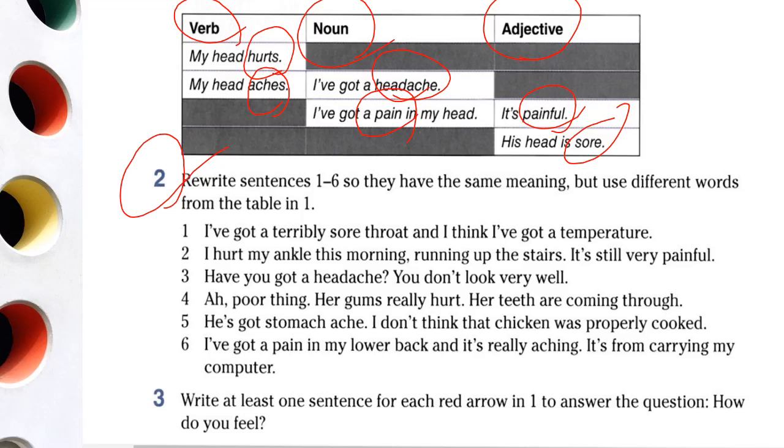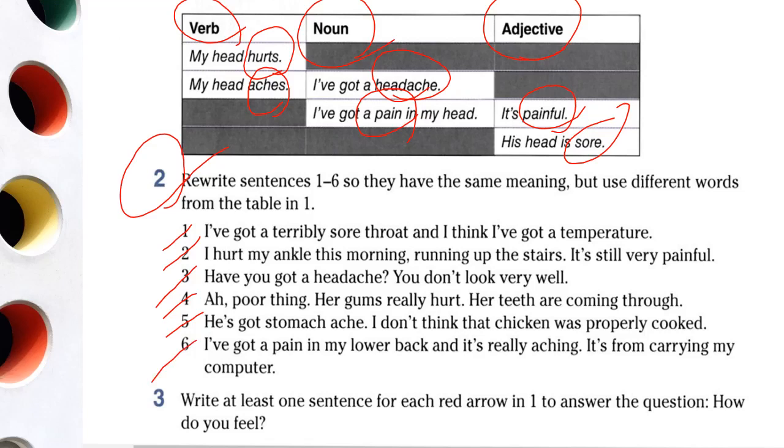So let's move to exercise number 2, where we are going to apply what we have already learned in this schedule. Exercise number 2 says, write sentences from 1 to 6 so they have the same meaning, but use different words from table number 1. So we have here 6 sentences. Those 6 sentences are describing pain in some way or another.